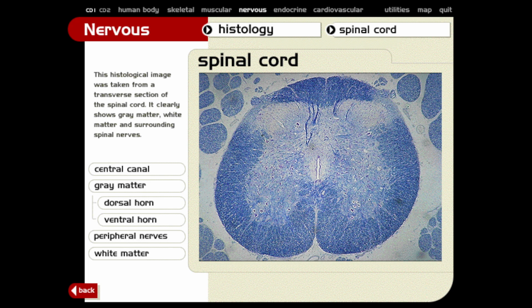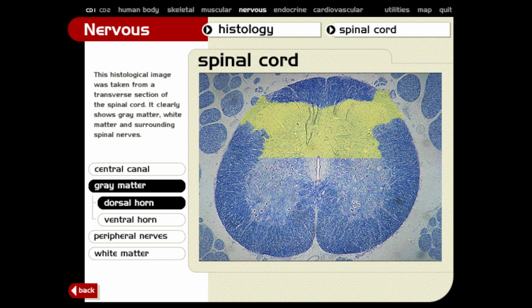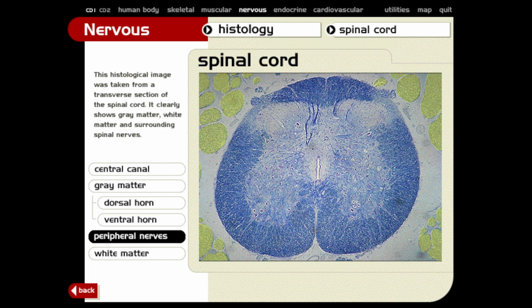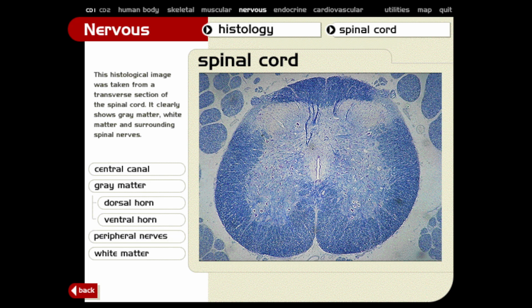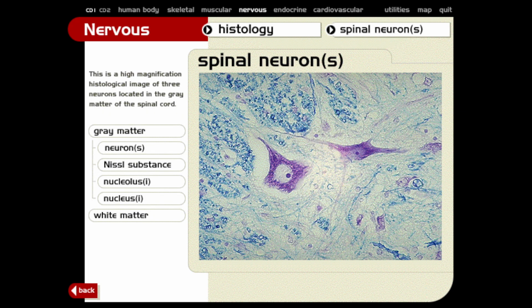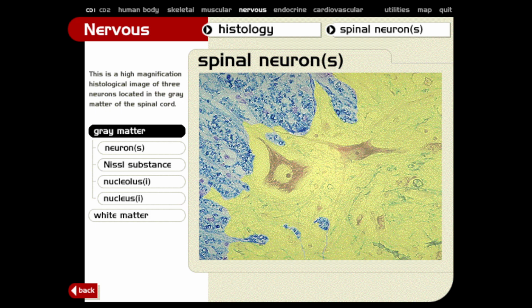This histological image was taken from a transverse section of the spinal cord. It clearly shows gray matter, white matter, and surrounding spinal nerves. This is a high magnification histological image of 3 neurons located in the gray matter of the spinal cord.